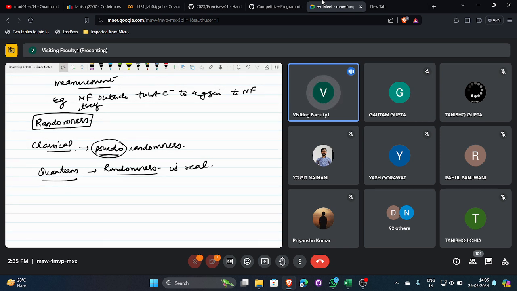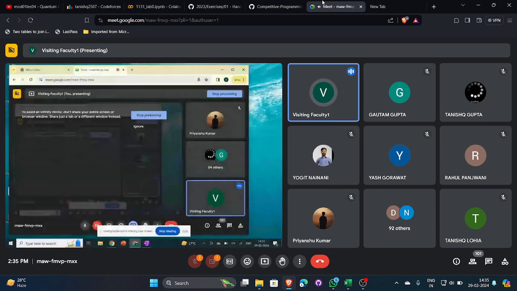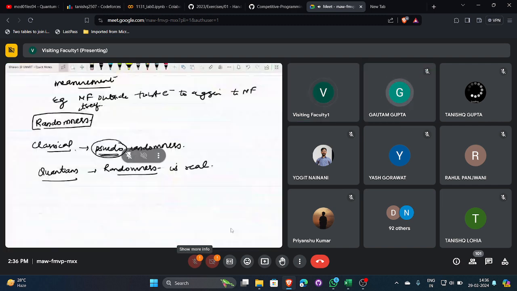Understood the basic idea of the difference between classical computing and quantum? Any doubt till this point? Any doubt? Or should I proceed further? No doubt, ma'am. Okay, good.